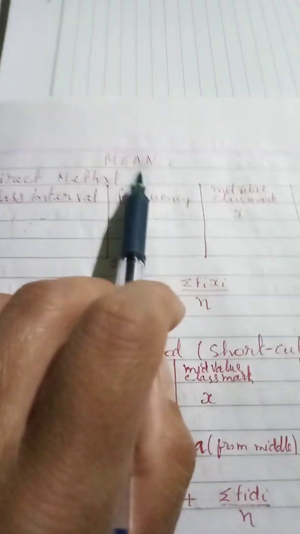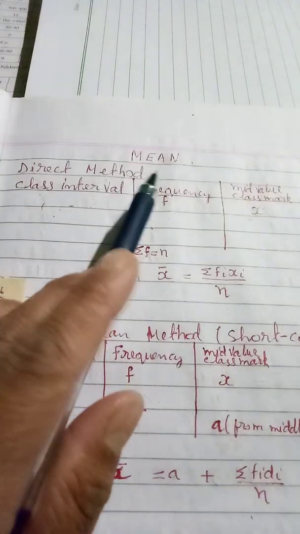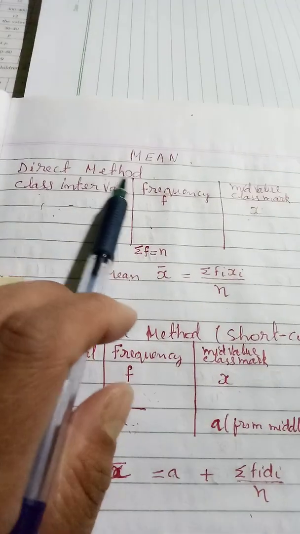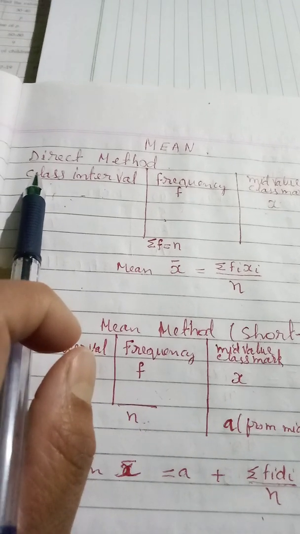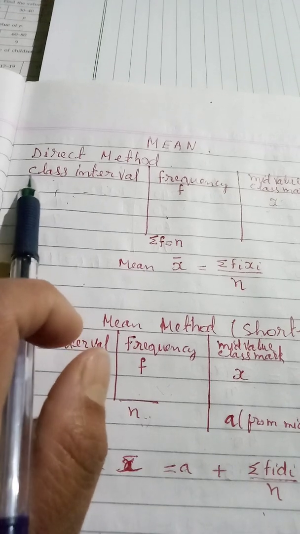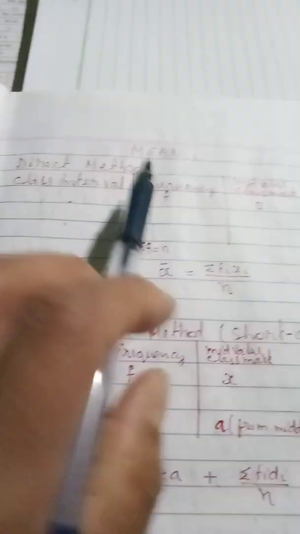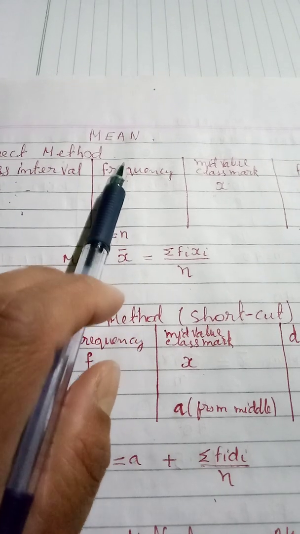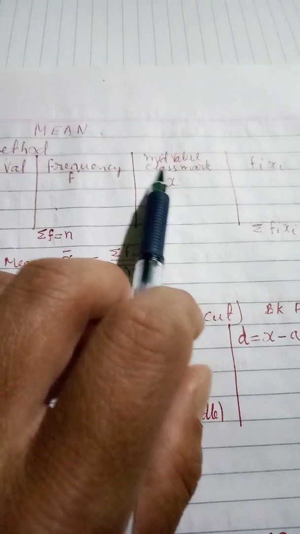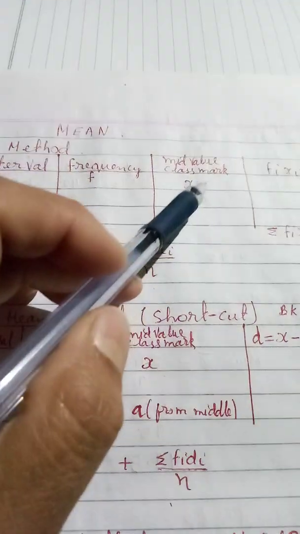Today let us do how to find mean using direct method. In order to find mean by direct method, you will need a frequency table. We will have the class interval, which will be provided from the question. You will have the frequency, which you denote as F, also provided from the question. Then you will have to write yourself the mid value, or what we call the class mark. We denote it by X.